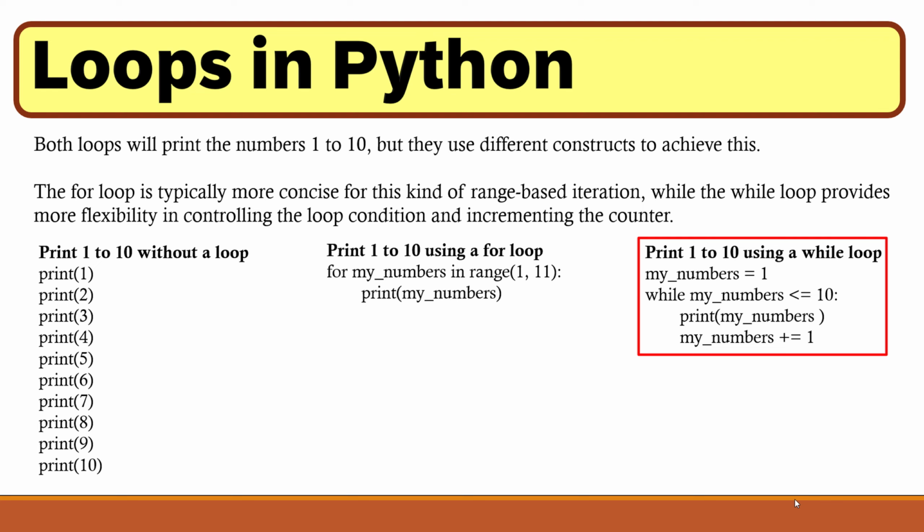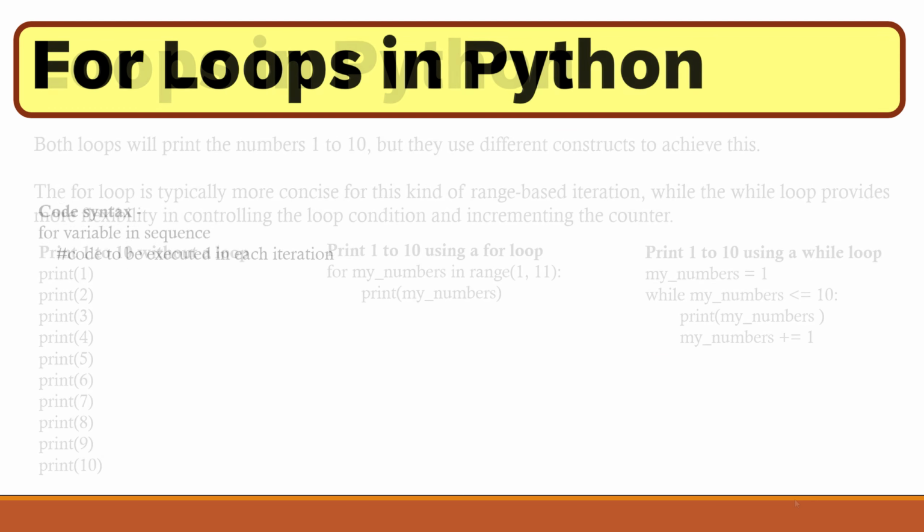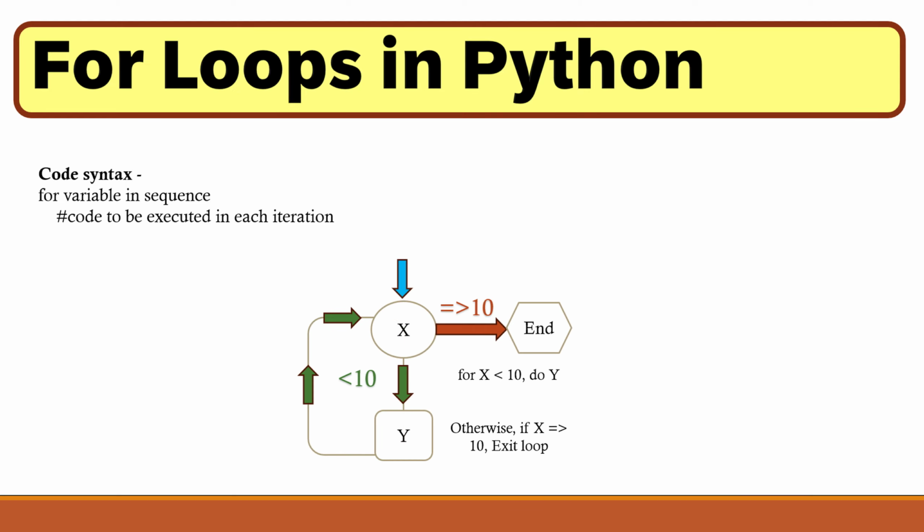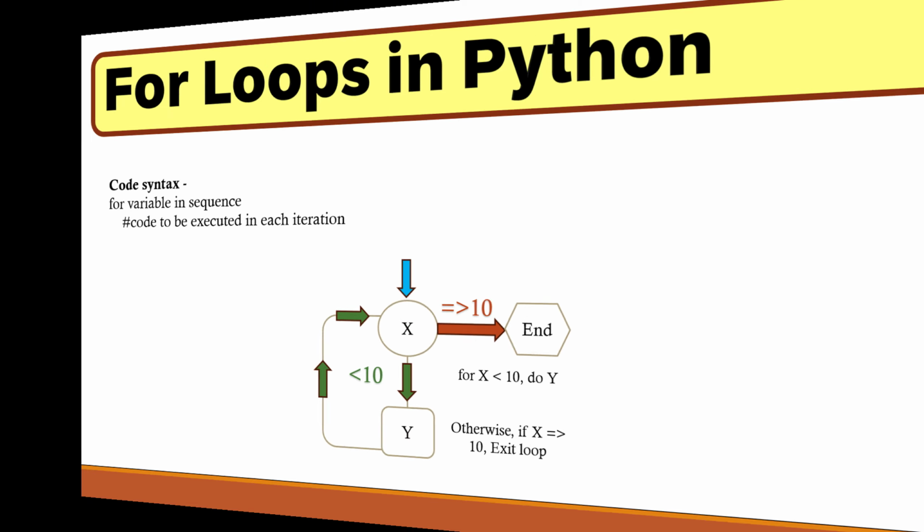And because we are incrementing my_numbers by 1 at a time, this will print our range of numbers from 1 to 10. So effectively it does the same thing. And moving on, the syntax for a for loop is: for variable in the sequence specified, execute the block of code. Now let's have a look at some examples of how we create for loops in PyCharm.